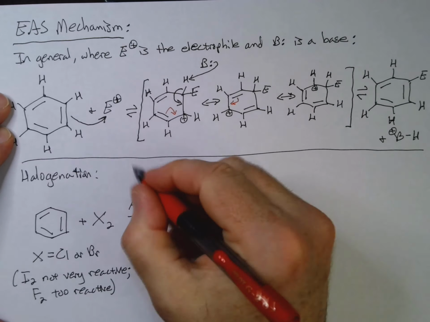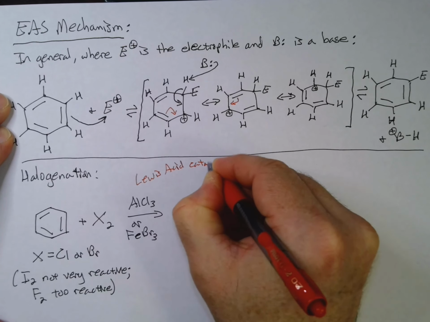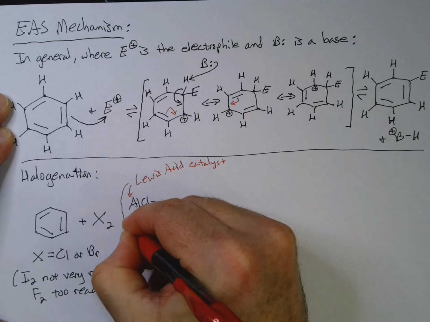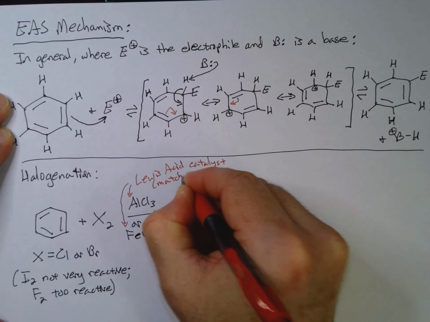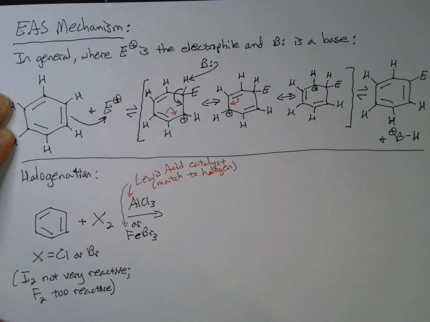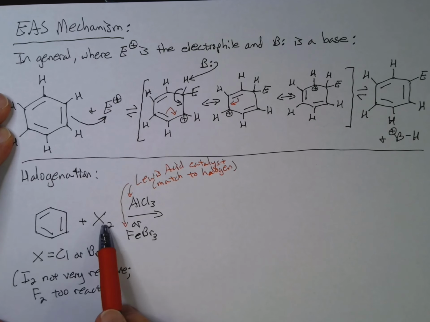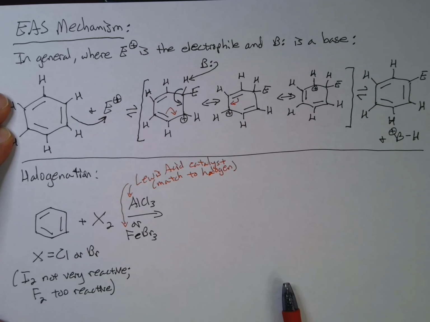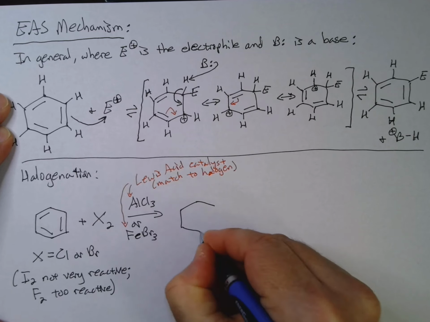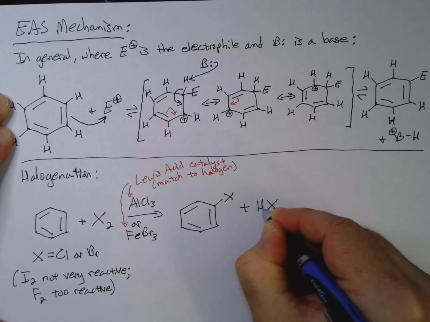Now this is our Lewis acid catalyst. We're going to match that to the halogen. So if we have Cl2, we'll use AlCl3 as our Lewis acid catalyst. If we have Br2 that we're trying to do the substitution with, we'll use FeBr3. And we end up now, of course, getting our substitution product, which we've seen before in the bromine example, plus HX.